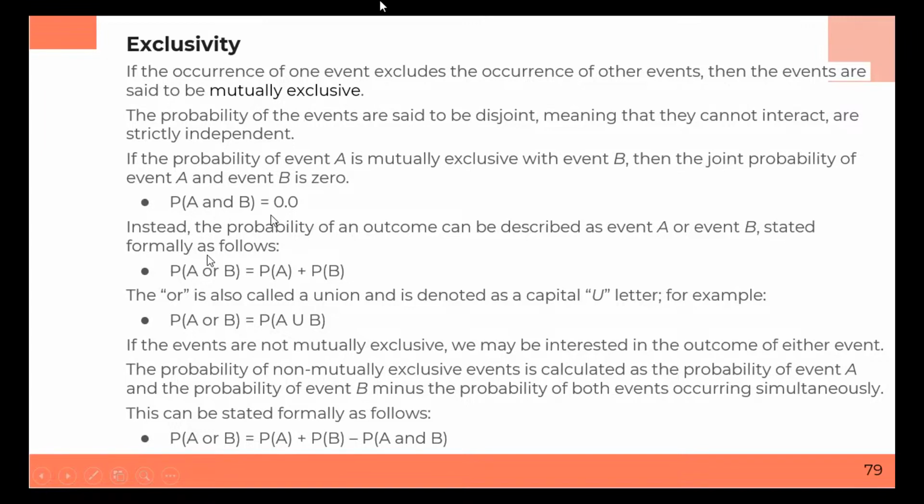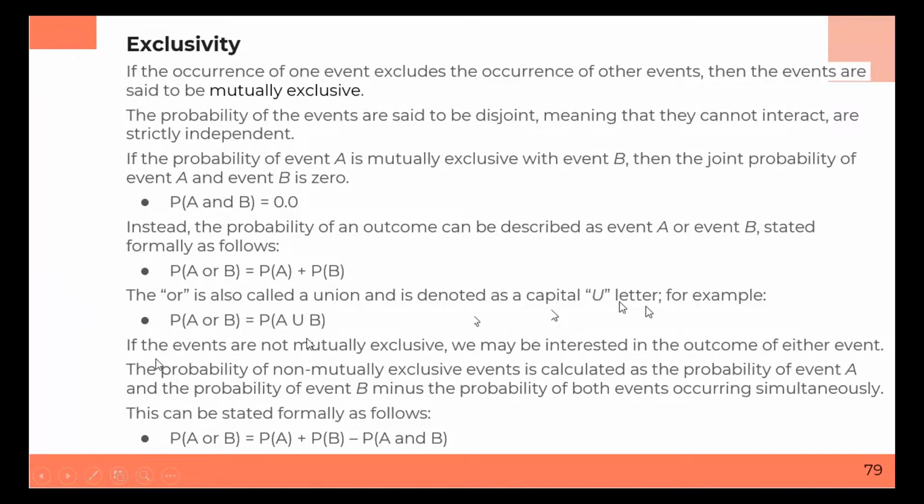Instead, the probability of an outcome can be described as event A or event B. Stated that probability of event A or event B equals probability of event A plus probability of event B. We can add them and give the value. The OR is also called union. In terms of mathematical set theory, we call it union, denoted by capital U. For example, A or B equals A union B.